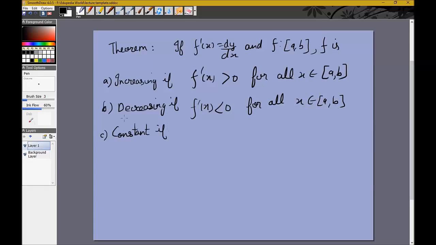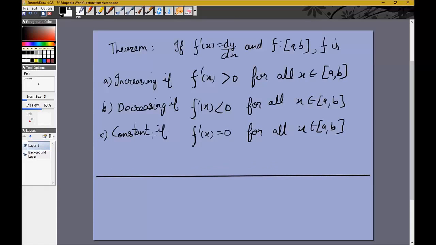I'll not write the ones for strictly, but if f dash x is greater than or equal to 0, then it's non-strictly increasing. If f dash x is less than or equal to 0, it's non-strictly decreasing, right? So it is constant if f dash of x is equal to 0 for all x between a and b. If f dash x is 0, then it is constant. Now I'll just prove the first part, and you can easily see the second and third parts from the proof.